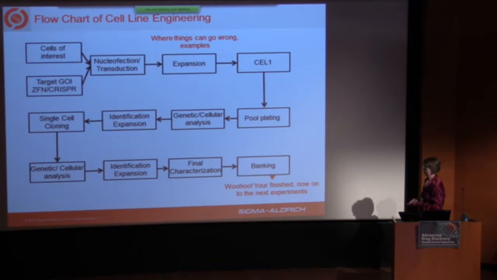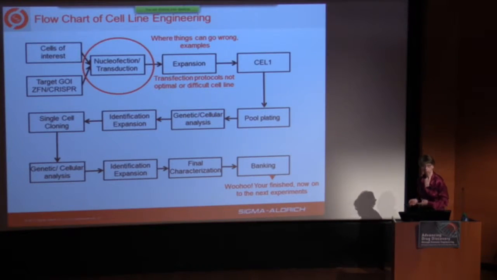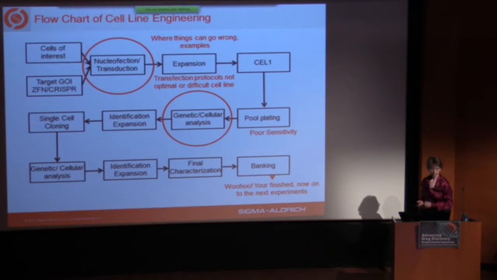So when you have your cells of interest and your selected technology, you will nucleofect or transfect the cells in some way. However, you may find that you don't have an optimized transfection protocol, and so you'll have to develop that. And then once you've transfected, you'll want to verify that your nuclease has cut the target gene using an assay such as Cel-I. And then at this point, you'll need to decide if you will plate the cells in small pools or go ahead and single cell clone.